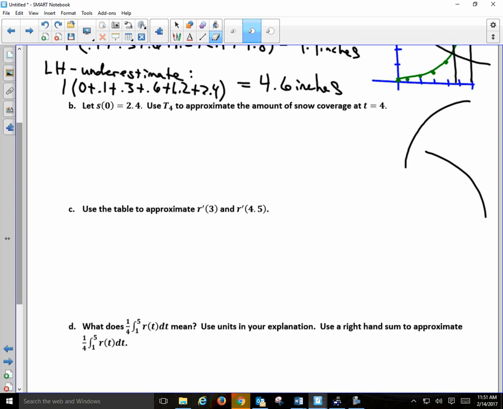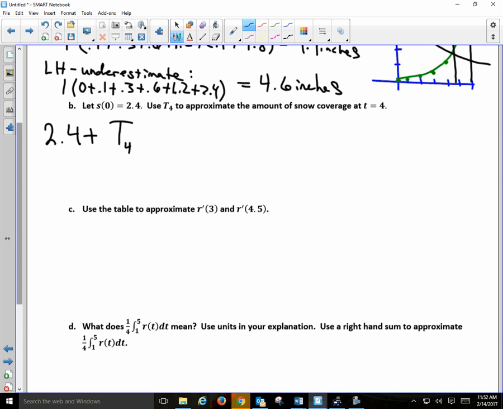It says S of 0 is equal to 2.4. What does that mean? Yeah, there's 2.4 inches of snow already existing on the ground. So it says, let's use T sub 4 to approximate the amount of snow coverage at time equals 4. What does T sub 4 mean? The trapezoidal sum of 4. Exactly. So that's what we're going to do. We're going to take 2.4 and add it to T sub 4. And that will be our snow coverage at time 4.